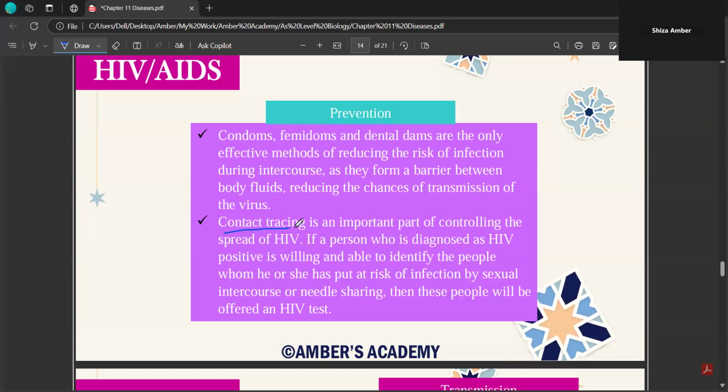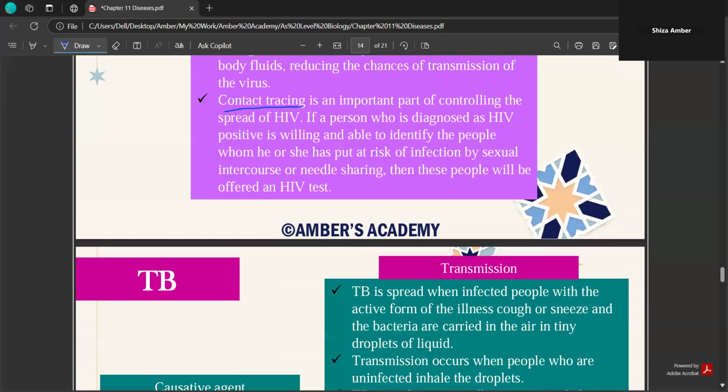Then there's also the methodology of contact tracing. It's an important part of controlling the spread of HIV. If a person who is diagnosed as HIV positive is willing, and then is able to identify the people whom he or she has put at risk of infection by sexual intercourse or needle sharing, then these people will be offered an HIV test.